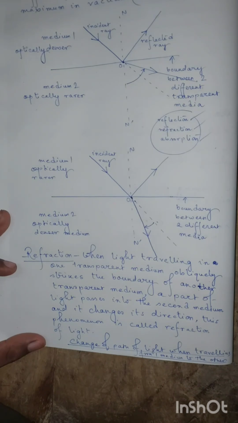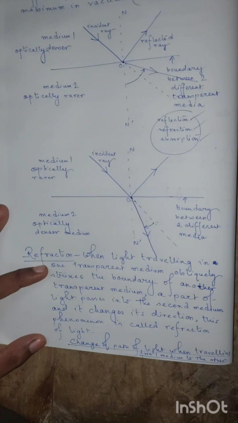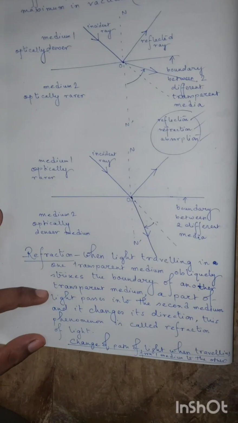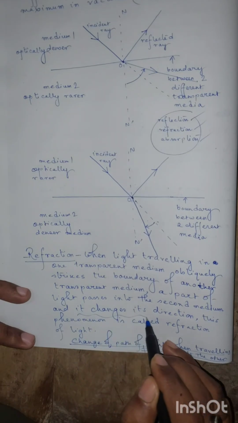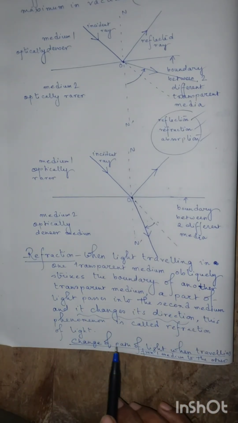When light traveling in one transparent medium obliquely strikes the boundary of another transparent medium, a part of light passes into the second medium and it changes its direction. This phenomenon is called refraction of light. Refraction means change of path of light when traveling from one medium to the other.